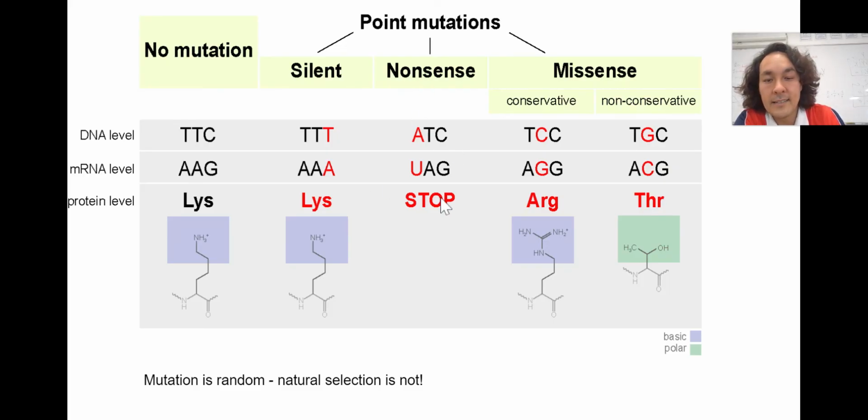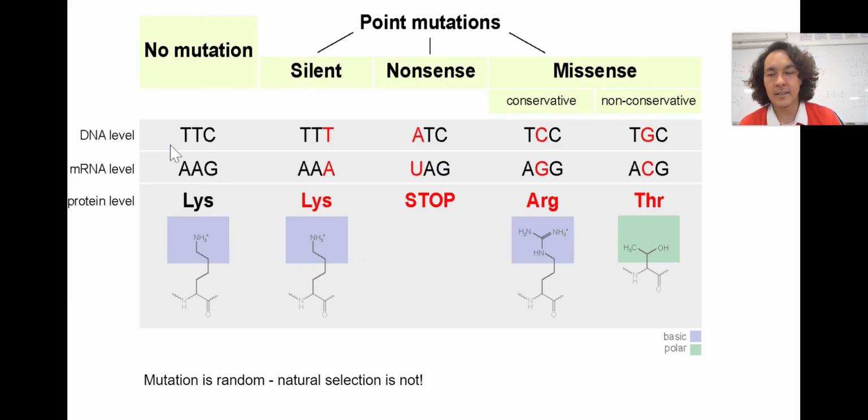A nonsense mutation, well, what does your mom tell you if you're engaging in nonsense? She probably tells you to stop. A nonsense mutation is when the DNA, TTC, is changed to ATC, which has changed the mRNA into a stop codon, UAG. It's going to cleave or cut off the protein early. This is usually harmful.